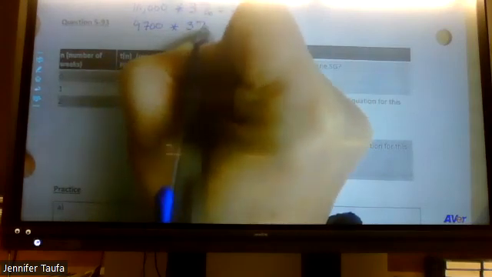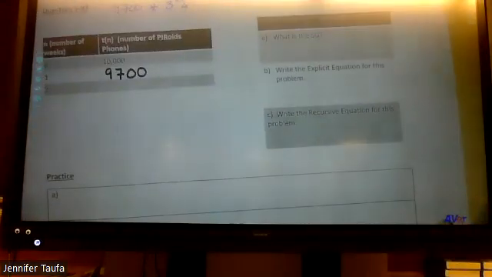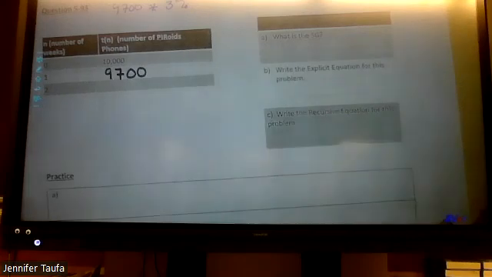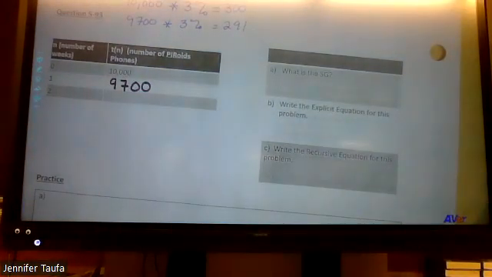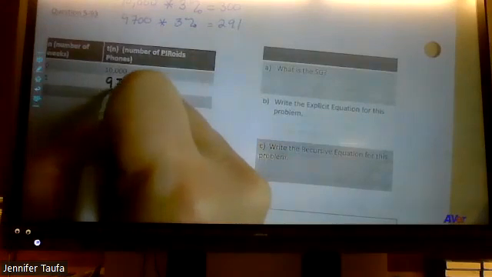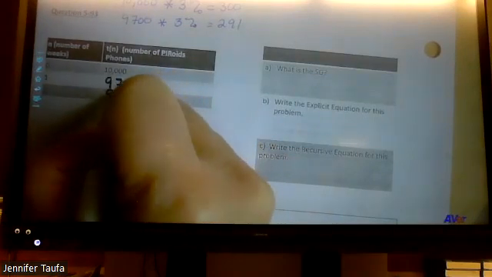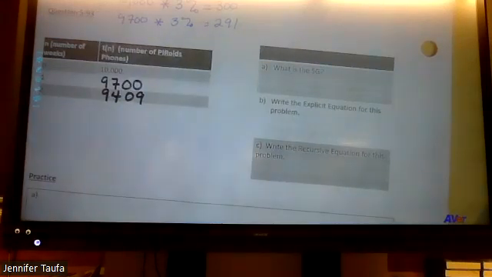Okay, so let's try that again. So we know that in week 1, my sales were down, but I continue to drop 3%. So take 9,700 times 3%, and you get 291. That doesn't mean I sold 291. It means I lost 291 phones in my sales that week. So 9,700 minus 291. Okay, that gives me 9,409.